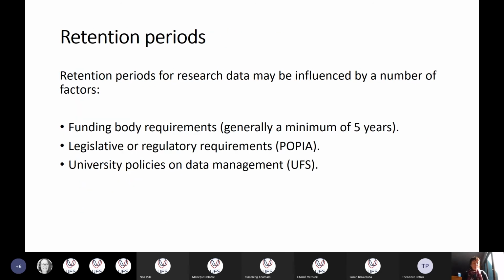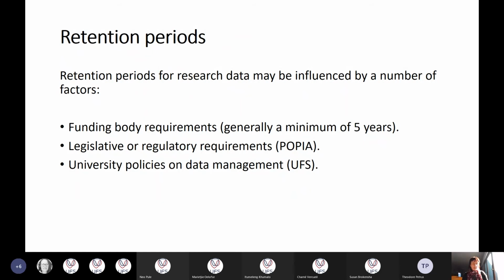Retention periods for research data may be influenced by a number of factors. Firstly, funding body requirements, who generally require that data be stored for a minimum of 5 years. Legislative or regulatory requirements. According to POPIA, records of personal information must not be retained any longer than is necessary for achieving the purpose for which the information was collected or subsequently processed. However, this does not apply in the case of research.